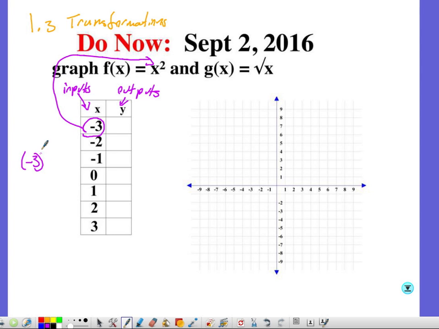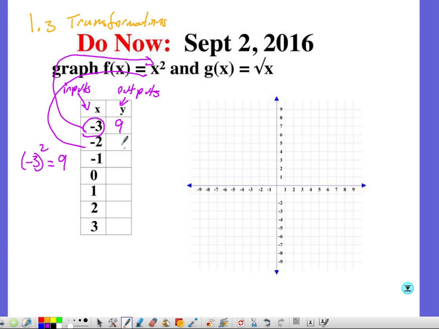so -3, and we square it, our output is going to be +9. Now, it's very important, when you have a negative number, you put it in parentheses before you square it, or else it's going to give you the wrong answer. Alright, so we're going to do the same thing for -2.